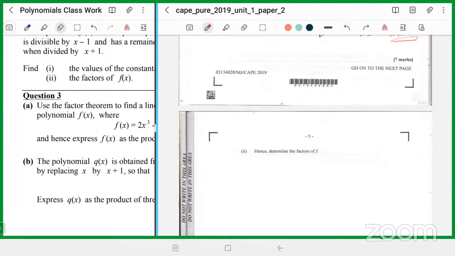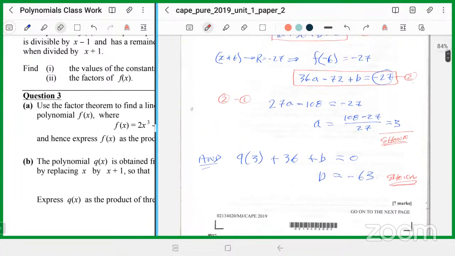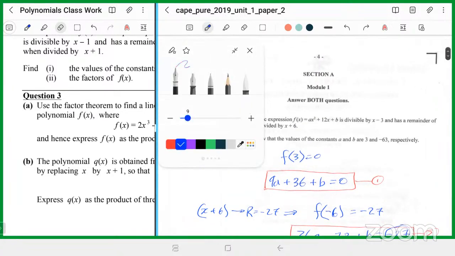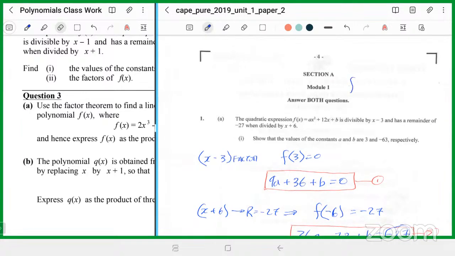Now we have to factorize it. So now that we know the a and the b, we need to factorize the expression. Let's write it out up here and then copy it down. So the f of x becomes, the a is 3, that becomes 3x squared plus 12x, and then this is now negative 63. That's what we're factorizing. So let me copy it down and factorize it.